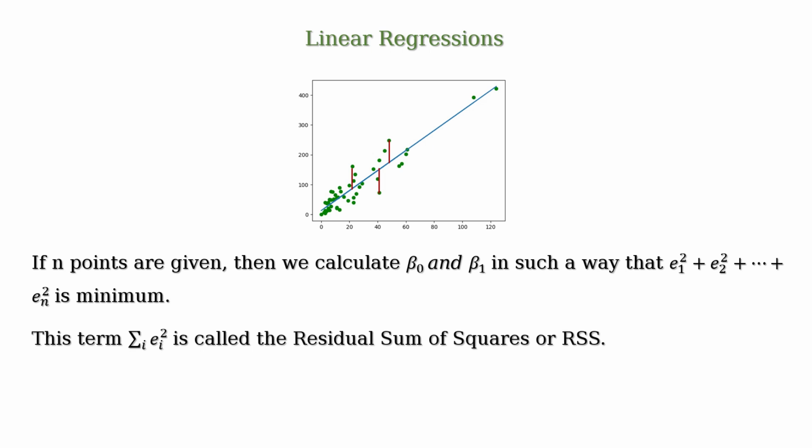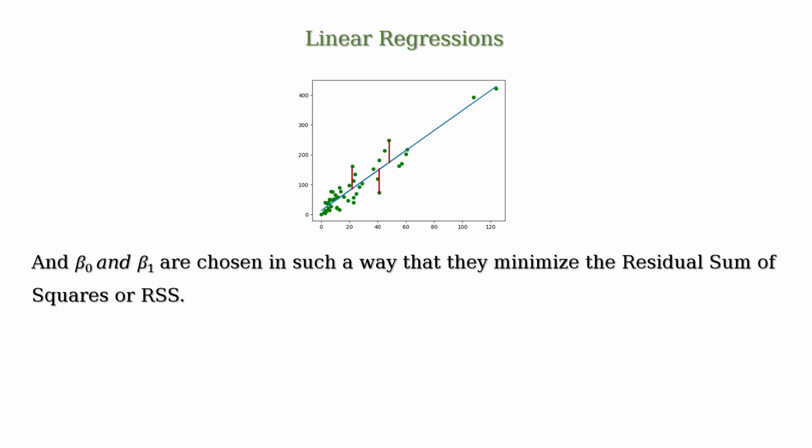This term, summation over ei square, is called the residual sum of squares or RSS. In other words, RSS is equal to e1 square plus e2 square plus e3 square plus so on for a given set of n points. And beta 0 and beta 1 are chosen in such a way that they minimize the residual sum of squares or RSS.